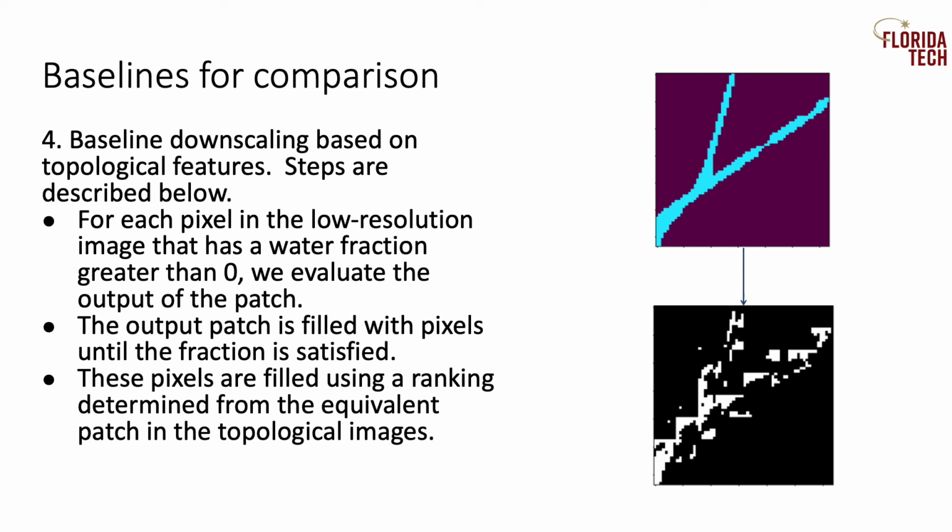The final baseline we used was developed using the topographic features. In this case, for each pixel in the low-resolution image, where the water fraction is greater than 0, we evaluated the output patch in the associated high-resolution flood inundation map. The output patch was filled with pixels until the fraction was achieved. These pixels were filled using a ranking that was determined by the values of the horizontal and vertical distances for the associated pixel.